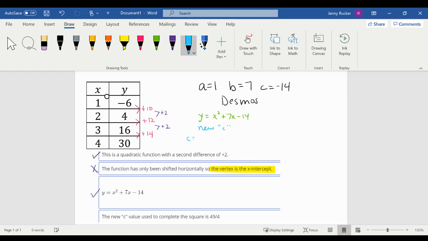So we're going to do b divided by 2 squared, which is 7/2 squared. So I do 7 squared, which is 49, and 2 squared, which is 4. So that looks to be a valid statement. The new c is 49/4.